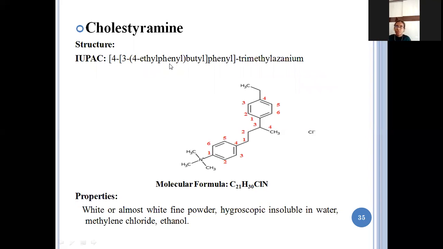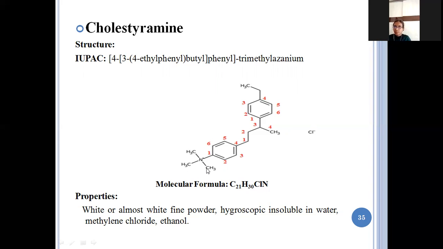4-[3-(4-ethylphenyl)butyl]phenyl trimethyl azanium. If you see the structure here, this is a phenyl. For the phenyl, in the first position, 1, 2, 3, three methyl groups are there. So that is trimethyl. Nitrogen is azanium.